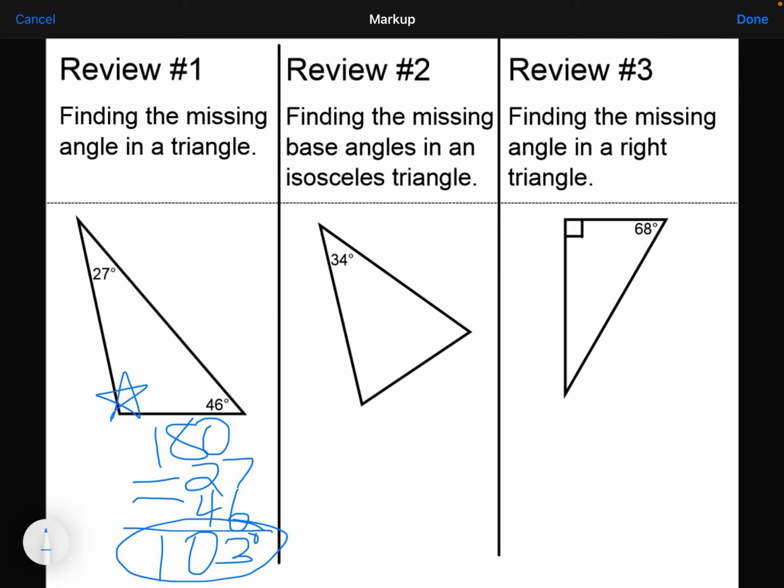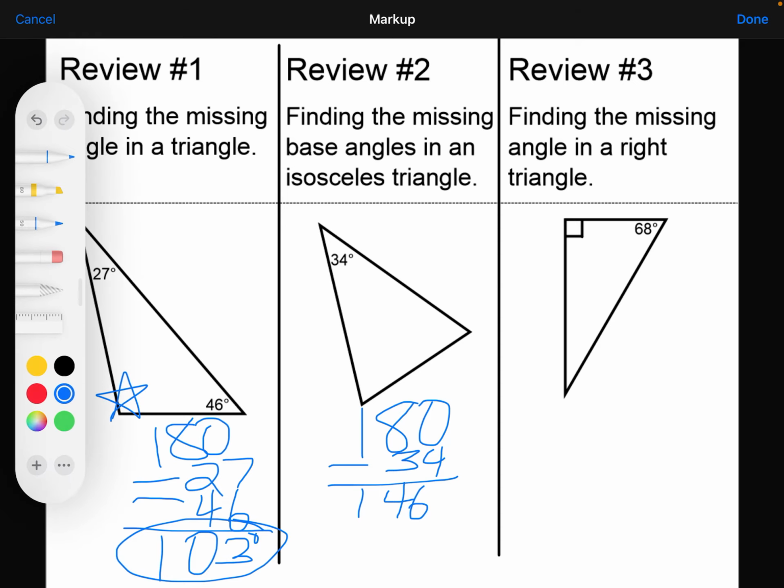What about an isosceles triangle? Well, try to do the same thing. 180 minus 34 gives you 146, which is a number for an obtuse angle, and there's no obtuse angles in this triangle. So what do we do? Well, since it's an isosceles triangle, it only has two sides congruent, but also has two base angles congruent. This is when we divided by 2 and said, okay, 146 is the total, 73 degrees is each of those angles on the inside.